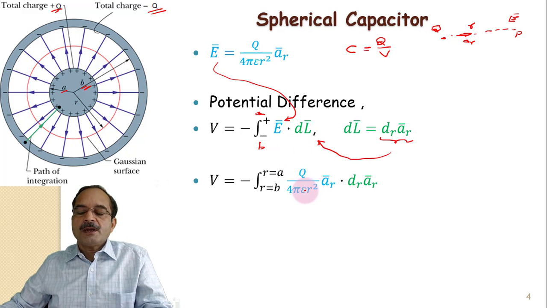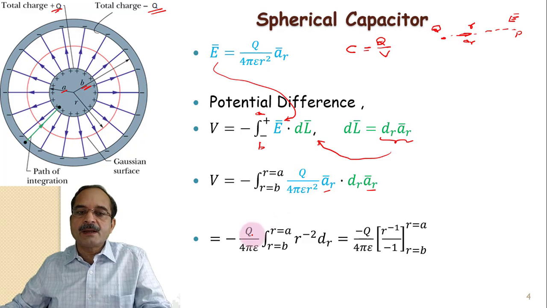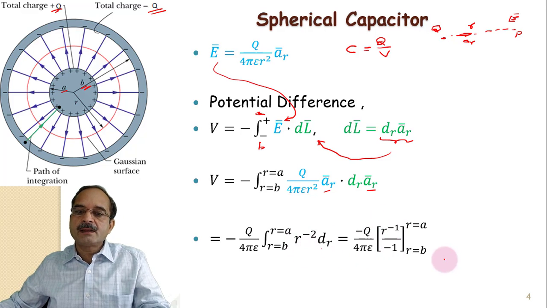So this is Q upon 4 pi epsilon r square, ar dot dr ar. Ar dot ar is 1, and this becomes the integral of dr upon r square. The other terms, Q upon 4 pi epsilon, can be taken outside. So it is 1 upon r square, that is the integral of r raised to minus 2 dr. Solving this, the integral of r raised to minus 2 is r raised to minus 1 upon minus 1, and the limits are b to a.